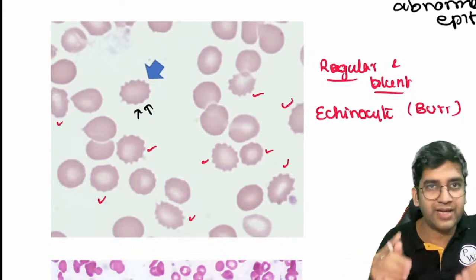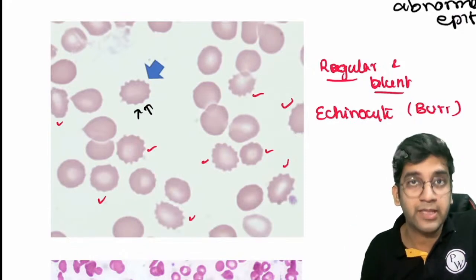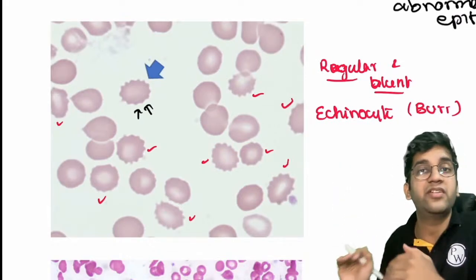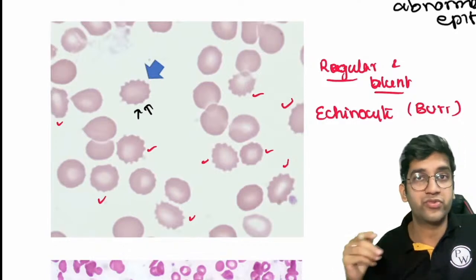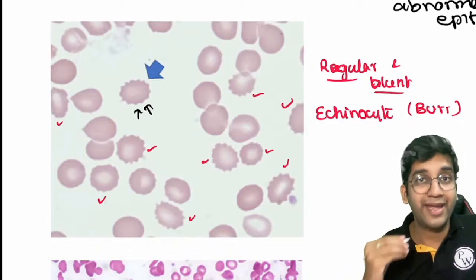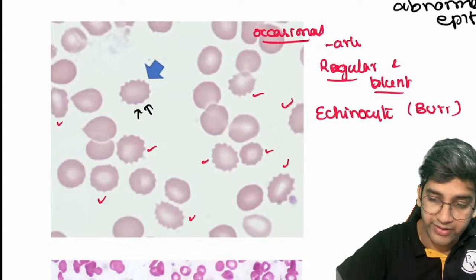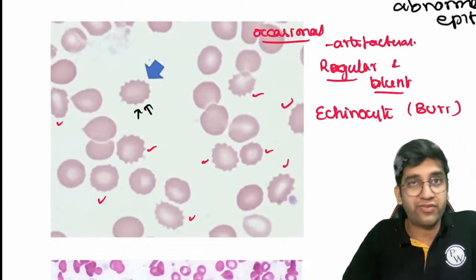Quite a few of them have the regular, blunt projections, right? If it is pathological and not artifactual, it will not be seen occasionally, it will be seen everywhere, right? So one important thing: if you are going to read a report in future, echinocytes, if they are occasional, are artifactual findings. Okay, it's not important for us.